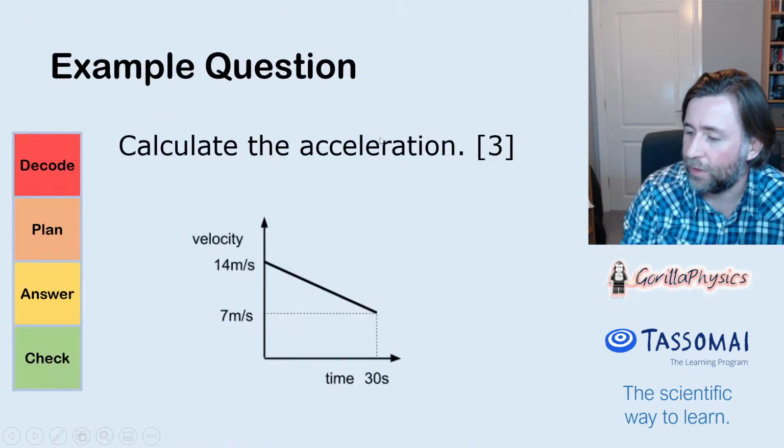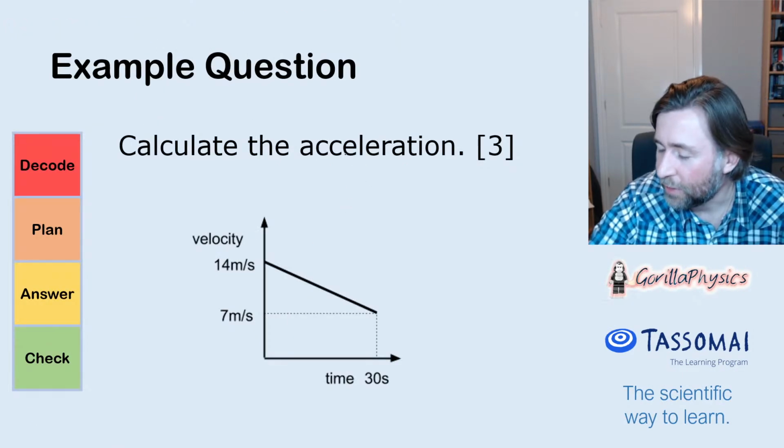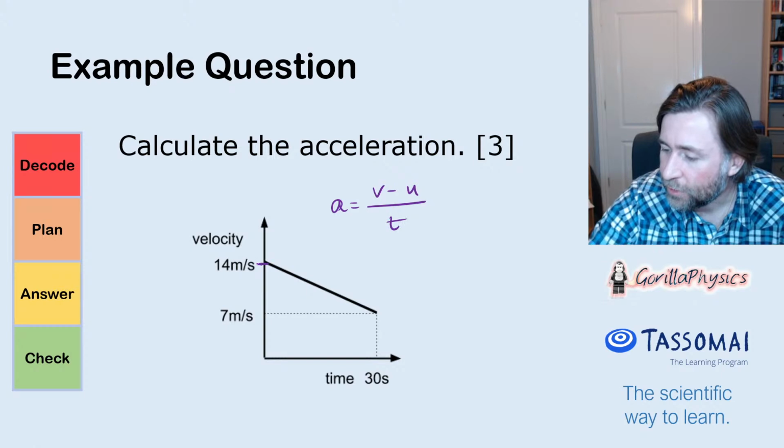Here we are, calculate the acceleration. Again, it's been given on a graph, so acceleration is change in velocity over time. What's the change in velocity? It's gone from 14 down to 7 meters per second. So the change in velocity, v minus u, is 7 minus 14, which is minus 7.